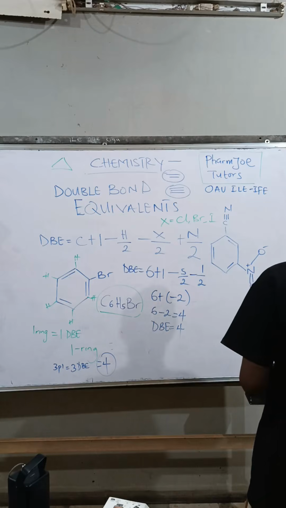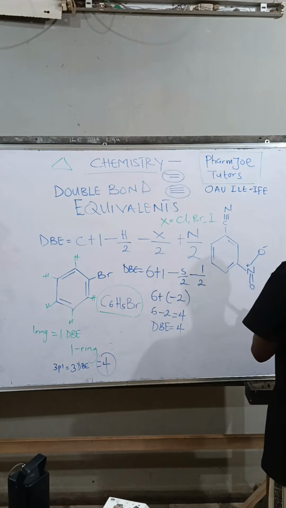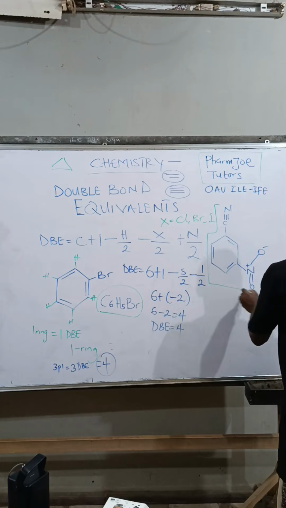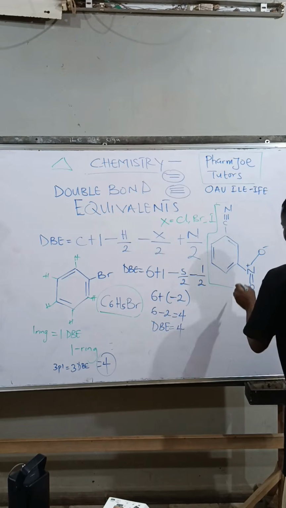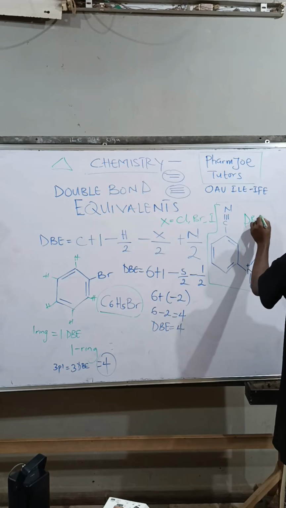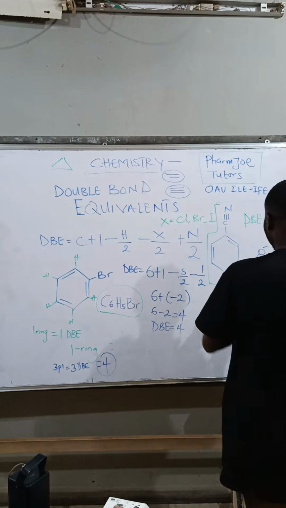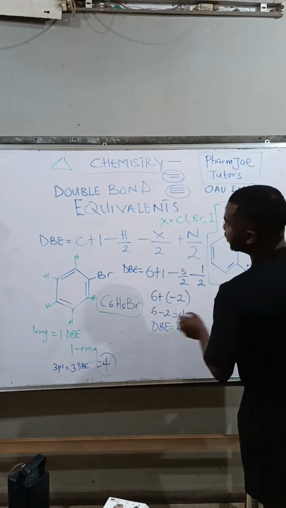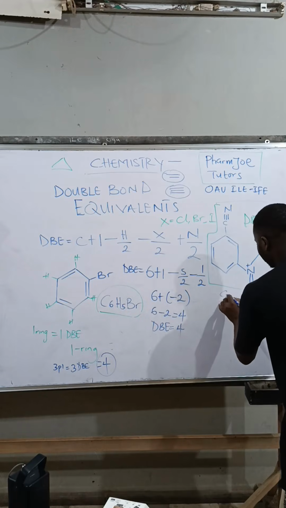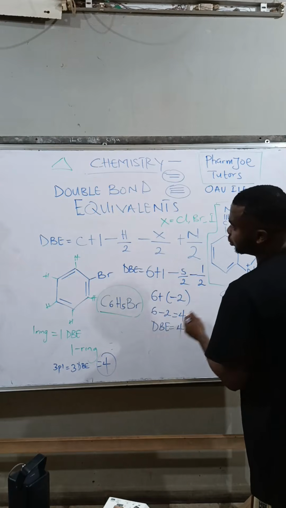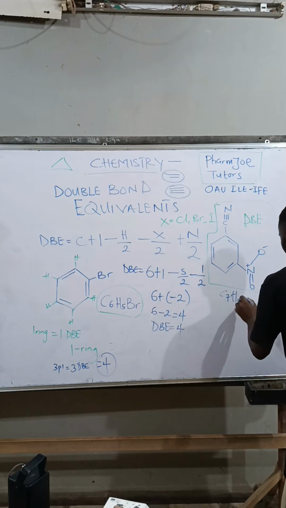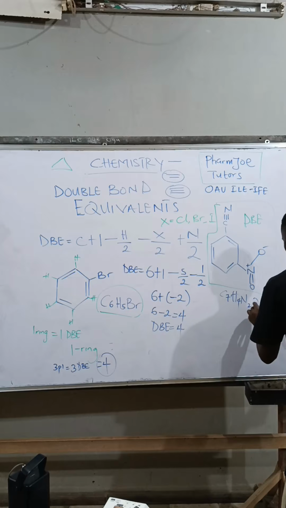I think this question is good to go. This is the question I want you to try. What is the DBE of this structure? If I put all of them in a molecular formula, it should give us, I think, C7H4N2O2.